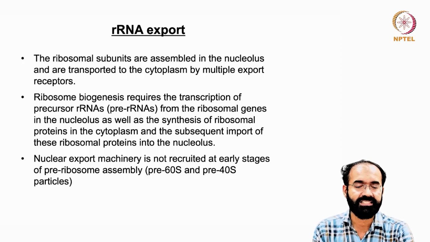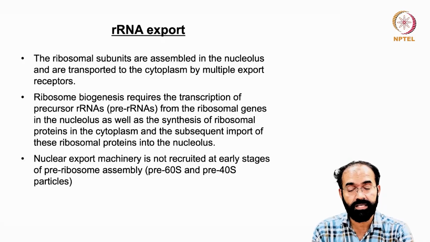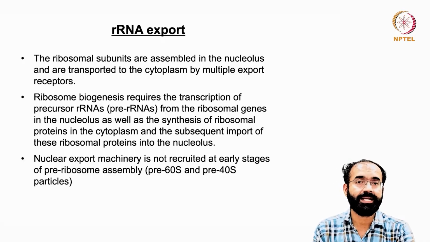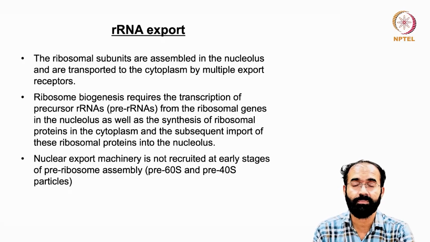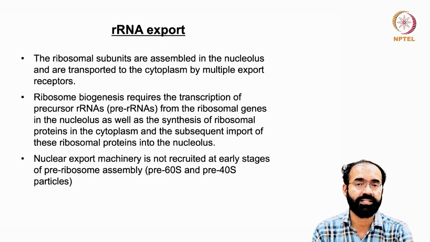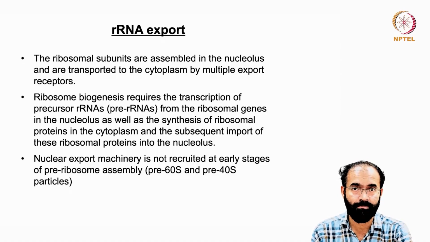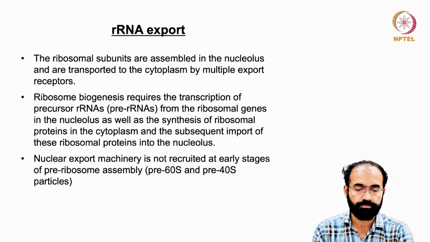as well as the synthesis of ribosomal proteins in the cytoplasm and subsequent import of these ribosomal proteins into the nucleolus. Many times these proteins are produced which are supposed to interact with the ribosomal RNA. They are produced in the cytoplasm, they are imported back into the nucleus so that this freshly made ribosomal RNA can assemble with them, and that is what happens in the nucleolus.